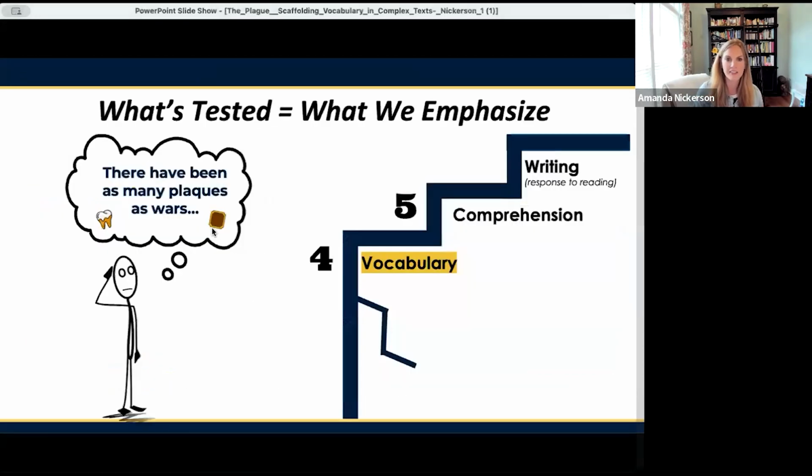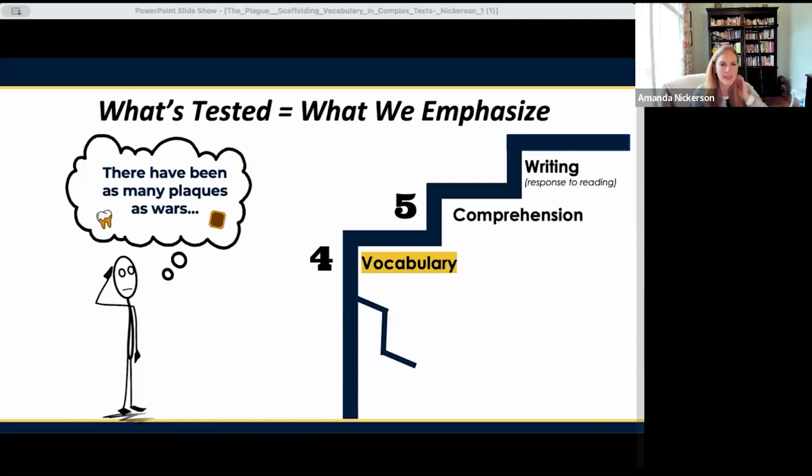So I'm going to move on to this next slide, and I want you to think about this premise that we've been exploring. This idea that what's tested tends to be what we emphasize instructionally. And on this slide, you see, let's call him a middle schooler. And his teacher has been teaching a lot of vocabulary and comprehension and writing, mostly in response to reading. But when he read that passage on the last slide, he said, there have been as many plagues as wars. That's how he read, there have been as many plagues as wars.